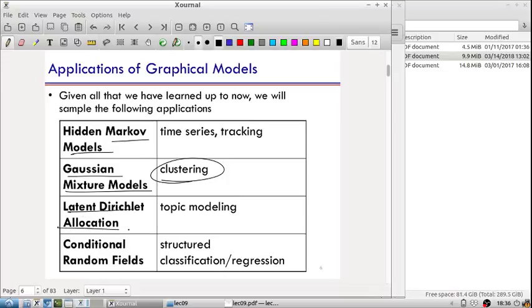LDA is also a graphical model, for topic modeling. I don't think we'll get to see how you learn parameters of LDA, because it mixes two concepts. One is EM and the other one is variational inference. If you remember variational autoencoders, there was this KL divergence and stuff, right? So maybe we'll not look at learning for LDA, but LDA is also a popular application. And conditional random fields again are nice applications of undirected graphical models. The first three you can call directed.